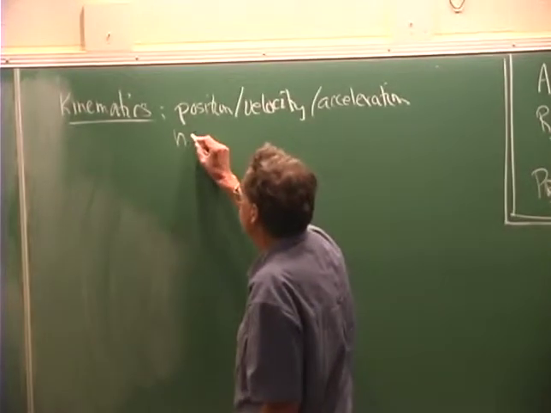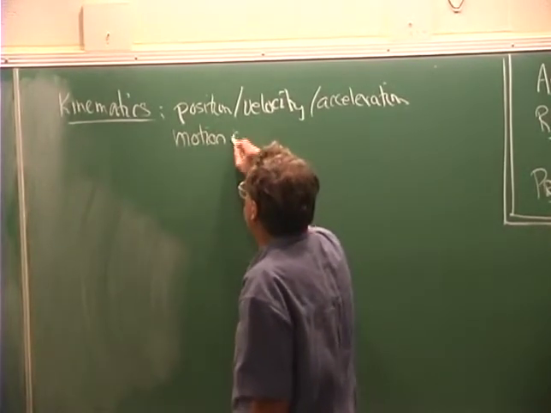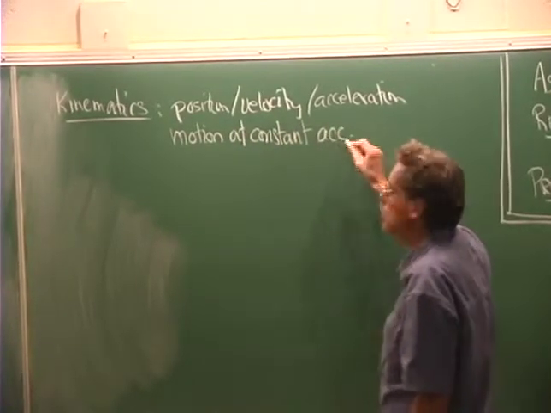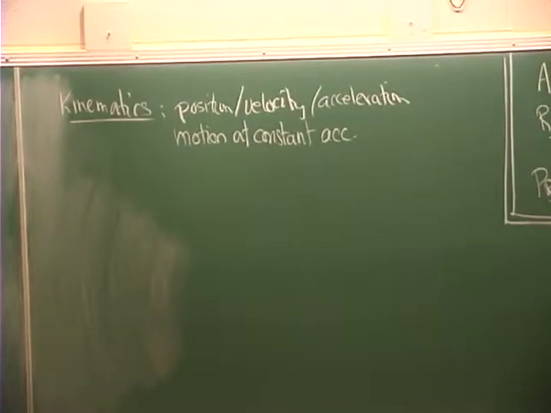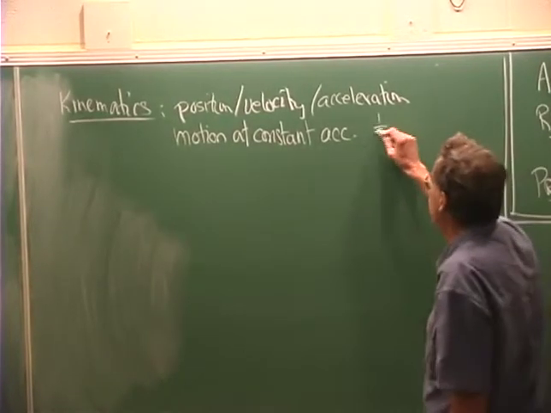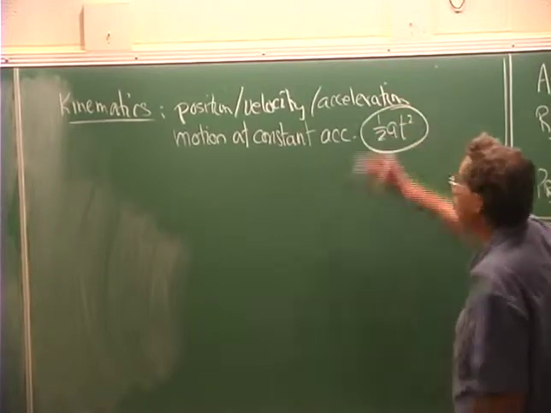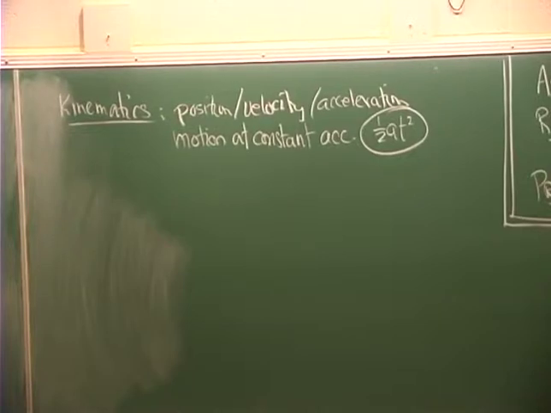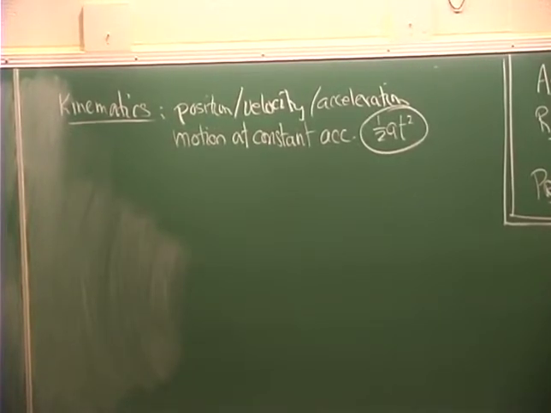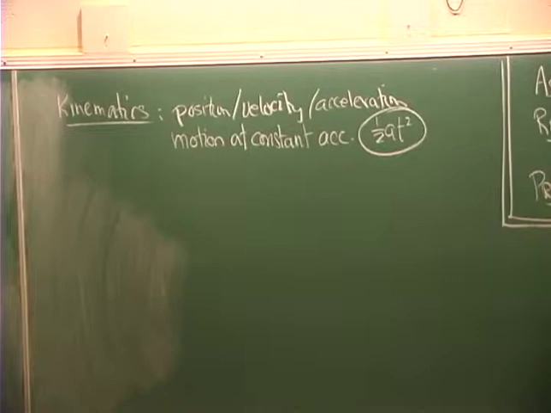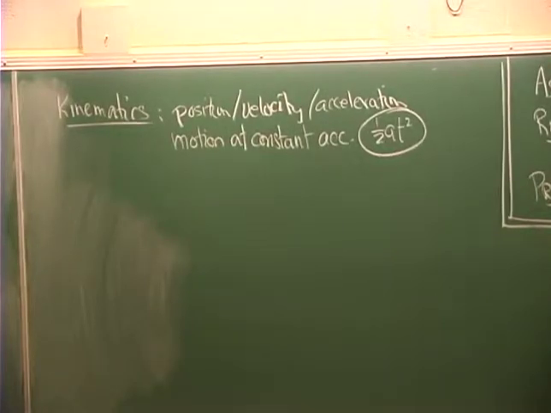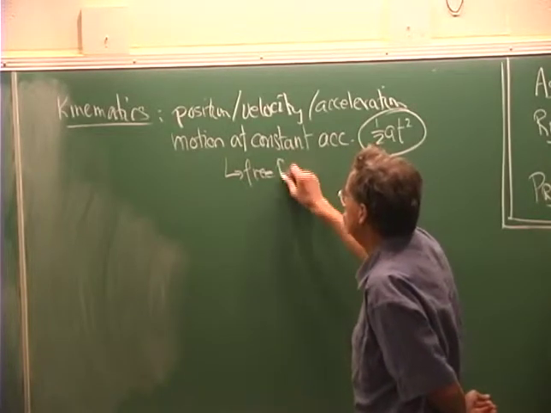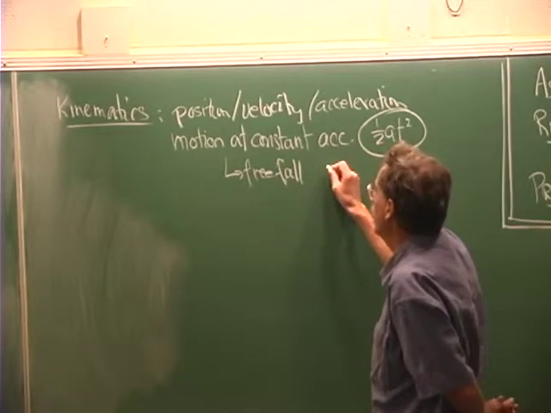Motion at constant acceleration. The most important thing about motion at constant acceleration is 1/2 AT squared. I guarantee you there will be a problem that involves using 1/2 AT squared on the exam. I haven't made it up yet, but I will certainly put a problem that involves that on there. Examples of motion at constant acceleration: we did free fall, the acceleration of gravity, g.